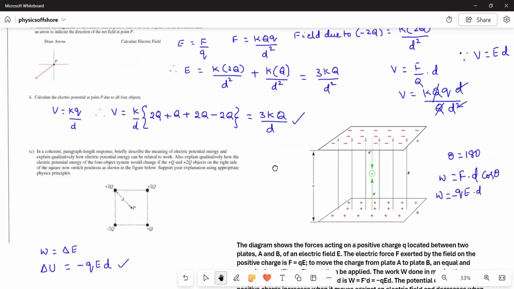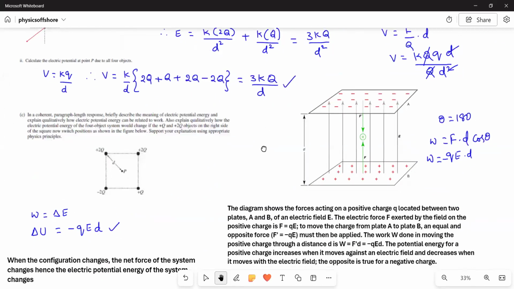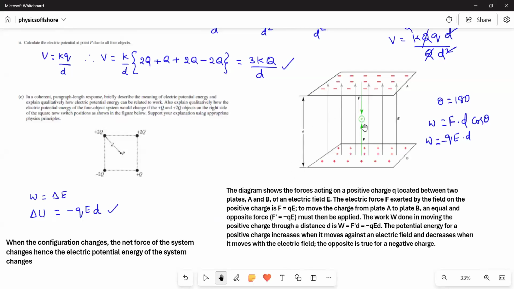And next, he is asking us to describe the meaning of electric potential energy, and to qualitatively relate the electric potential energy to the work. That I will explain to you, and I gave the answer in writing. Now let us consider there is a uniform electric field between these two plates. One is a negatively charged plate, another one is a positively charged plate. And our test charge is plus Q, positively charged. I'm taking this for the sake of convenience. You can take the negative charge also, no worries. For the sake of convenience, I am taking a unit positive charge here.